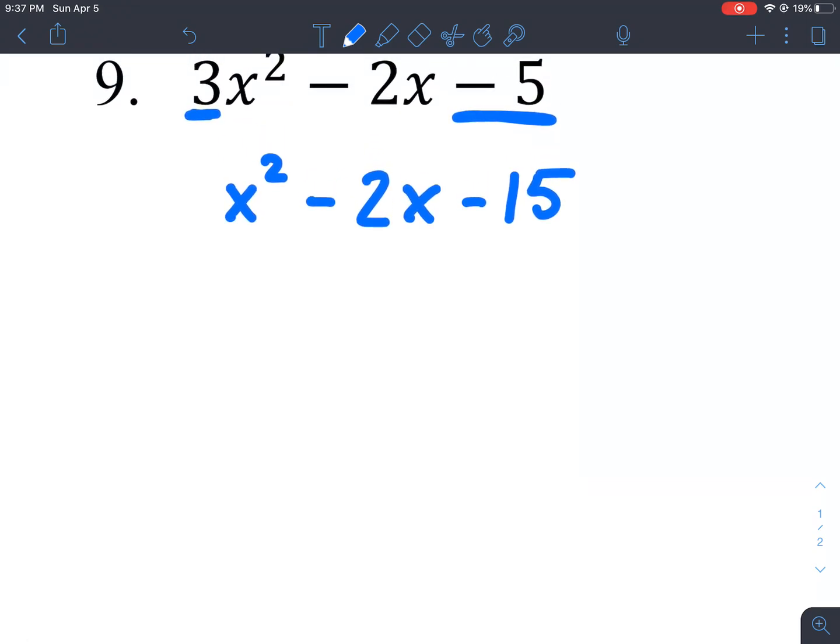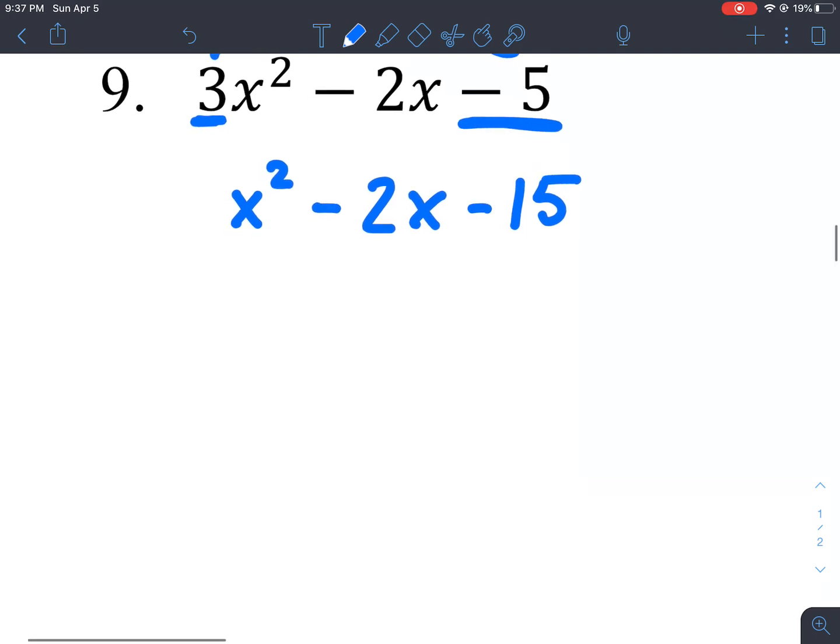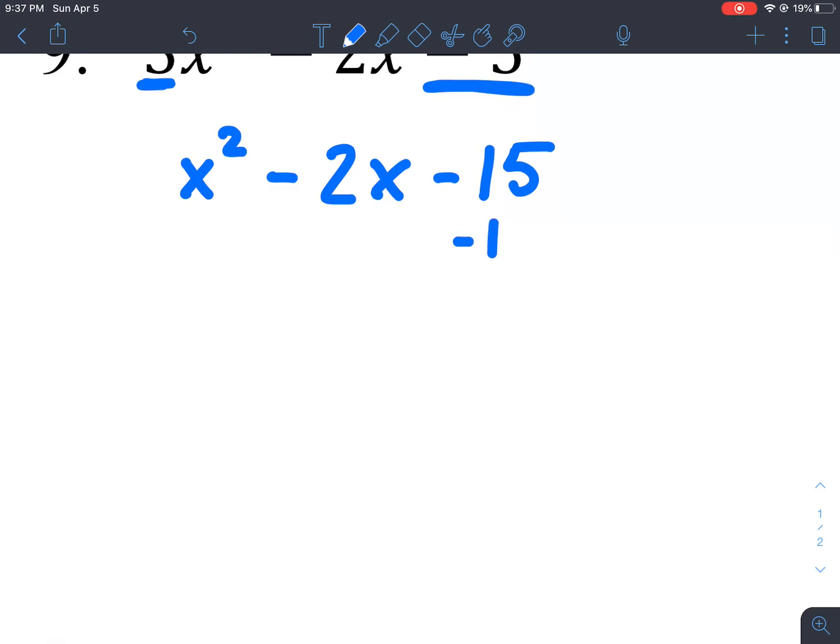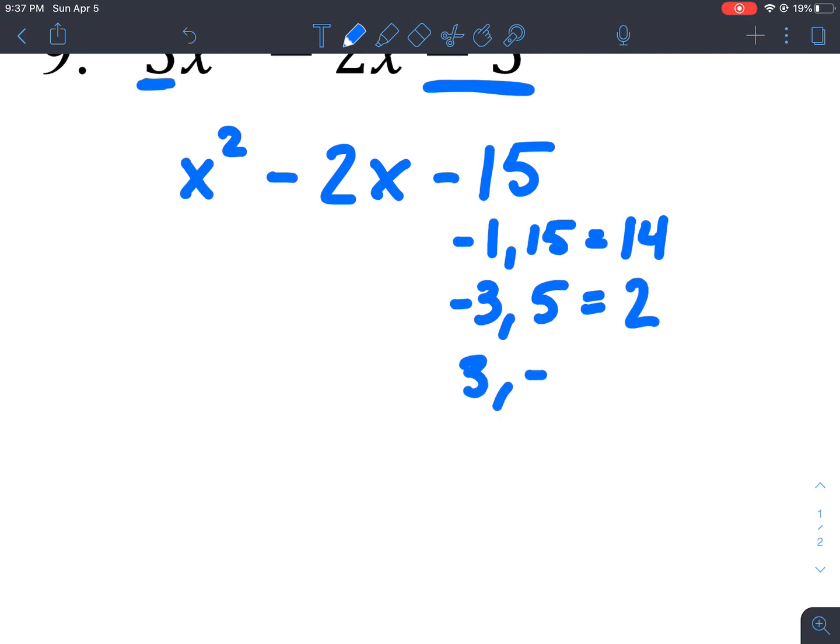So now we want to ask ourselves what two numbers are going to multiply to negative 15 and add to negative 2. So again, since we're multiplying to a negative, one of the factors has to be negative. Negative 1 and 15 comes out to be positive 14. If we flipped those to be positive 1 and negative 15, we would get negative 14. So that's not going to be the case. 2 is not a factor of 15, so let's try negative 3 and positive 5. Negative 3 and positive 5 adds to positive 2. We want negative 2, so that means I just need to flip these. Positive 3, negative 5, that comes out to be negative 2. Okay, so those are the two factors we wanted.